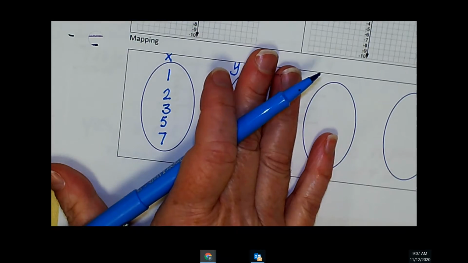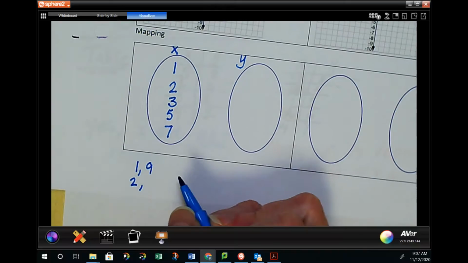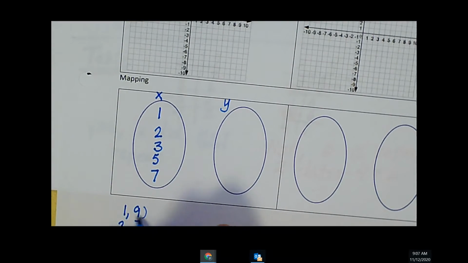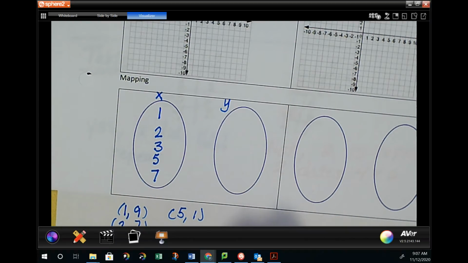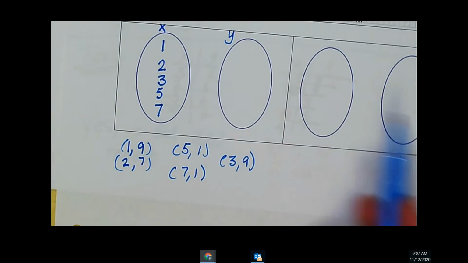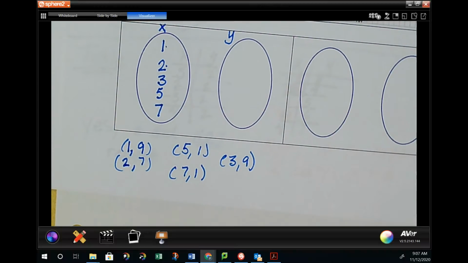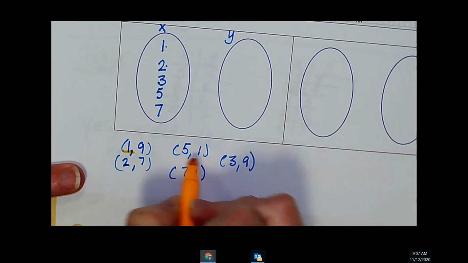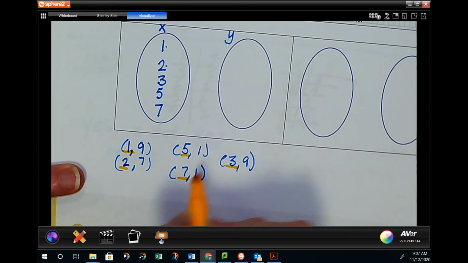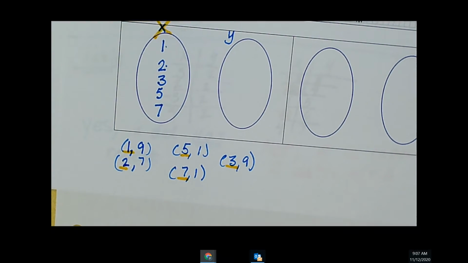And now this next one, I'm going to write these down so you can actually see them. So it's 2, 7, 1, 9, 2, 7, 5, 1, 7, 1, and 3, 9. So those are my points that were given. Now when you have those points, this was my 1, my 2, and remember, all of these are just the x values that go right here. So this is x. Now we're going to do just the y's.